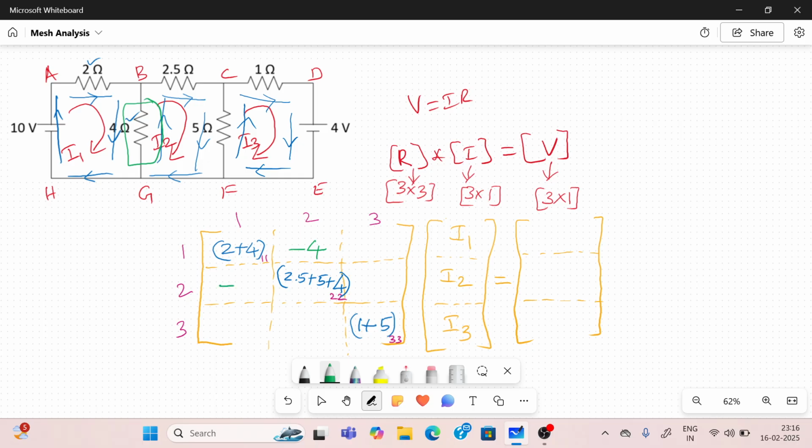So 1,2 and 2,1 should be the same. This 1,2 and this 2,1 should be the same, because for mesh 2,1 it is also the same 4 ohm, and the currents are opposite.